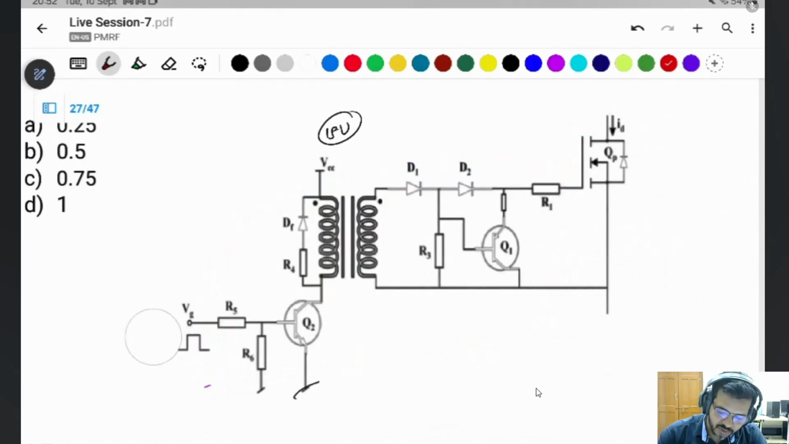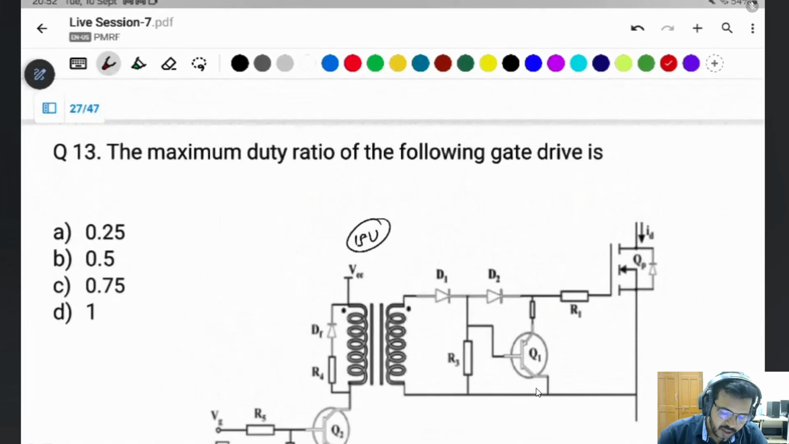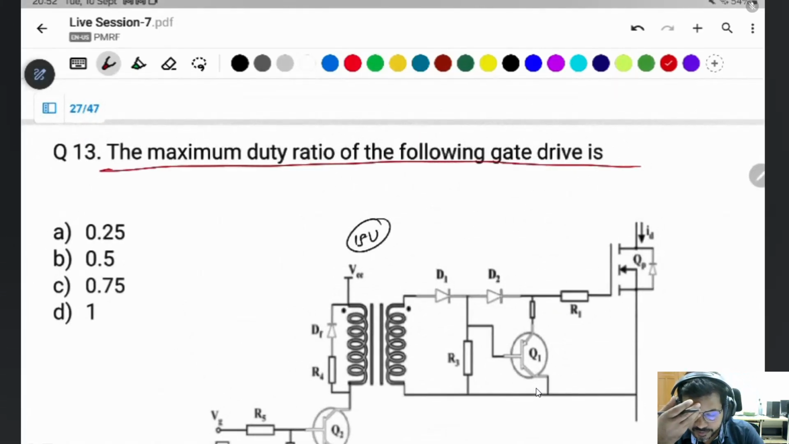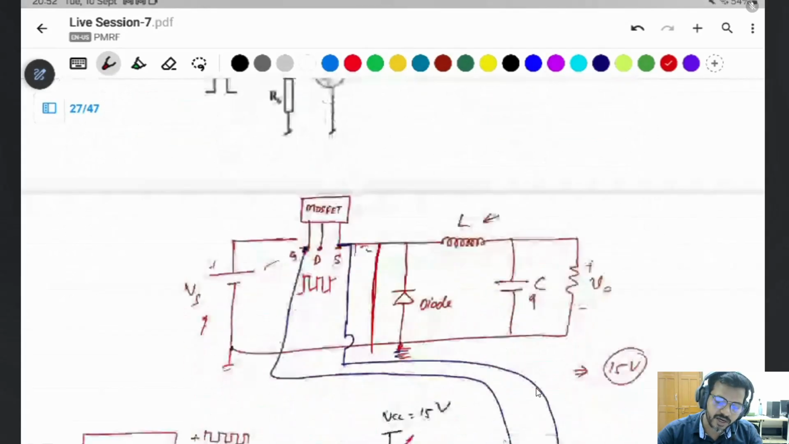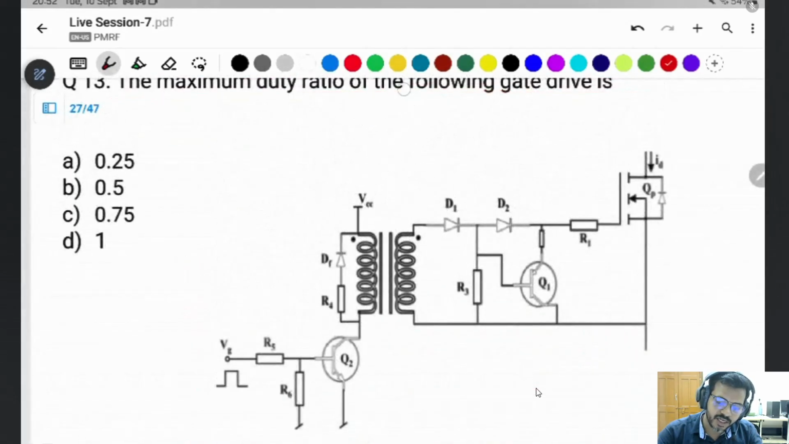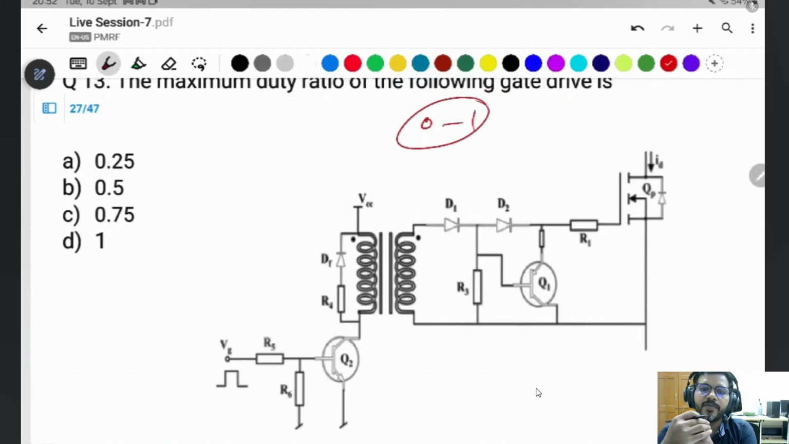Next comes the question: what is the maximum duty cycle that can flow through the gate driver? The microcontroller can generate a duty cycle from 0 to 1. Can this driver handle a 0 to 1 duty cycle, and if it cannot, why can it not handle it?